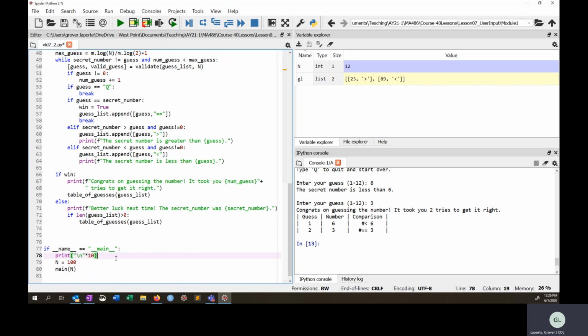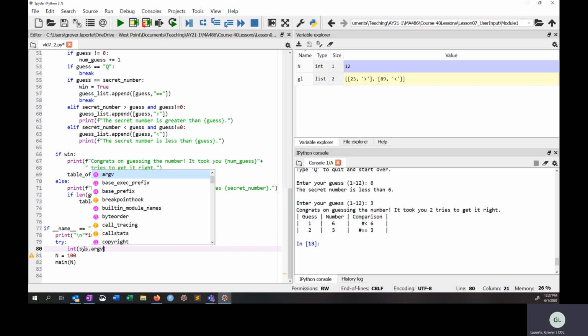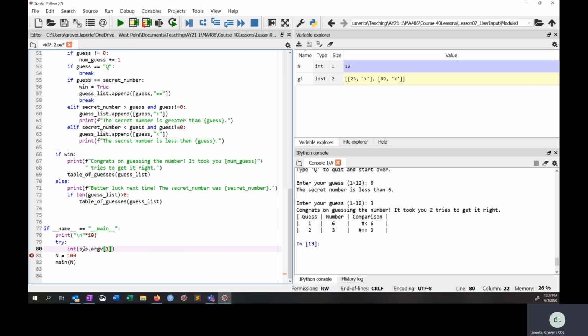And then I'm going to do another try. So I'm going to try, and the reason why I'm doing that is just in case someone puts in something funky in there, like a string or something, or a float. I don't want any of that to mess us up. So int sys. So this is where I'm importing sys.argv. So arguments, so variable arguments, and then 1. The 0th one is the name of the function.